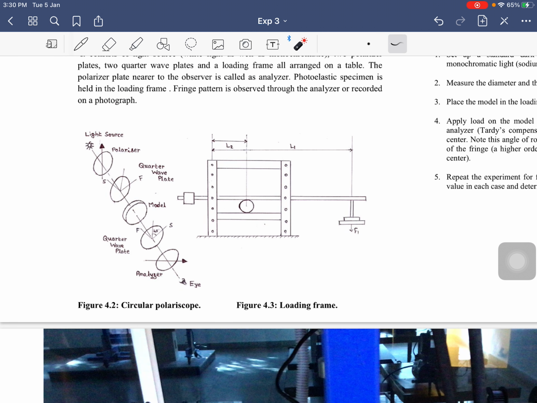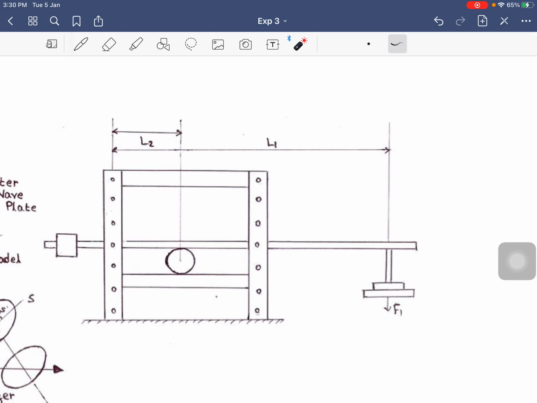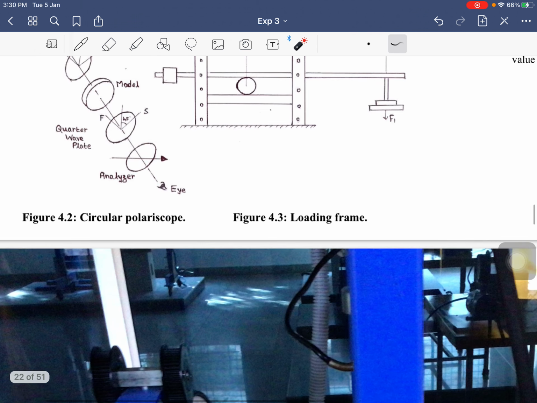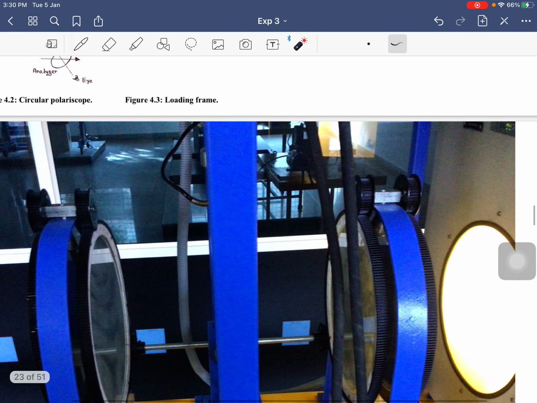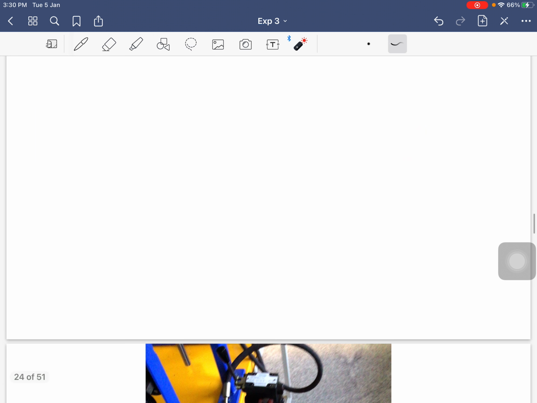Practically you can observe it like this. This is the way the load is being applied. Your optical disc is placed here, and the load is being applied hydraulically. We shall see such arrangements of how the load is applied. As soon as you give the load here, it is subjected to a diametrical compression like this. Let us see the experimental setup. This is how an experimental setup looks.